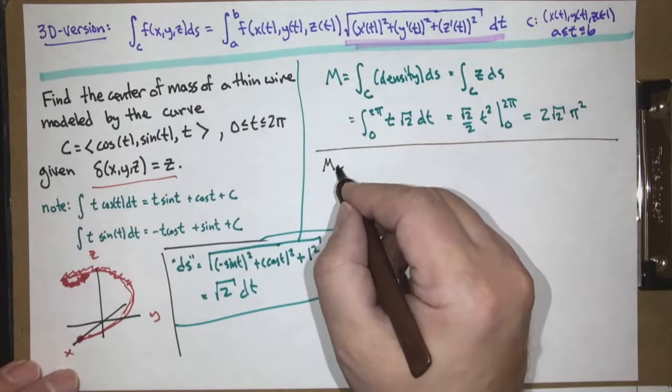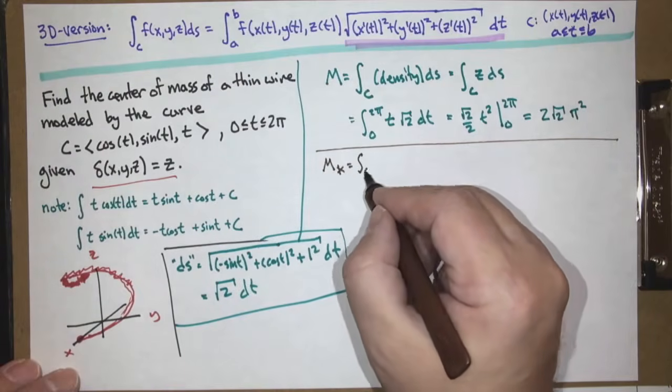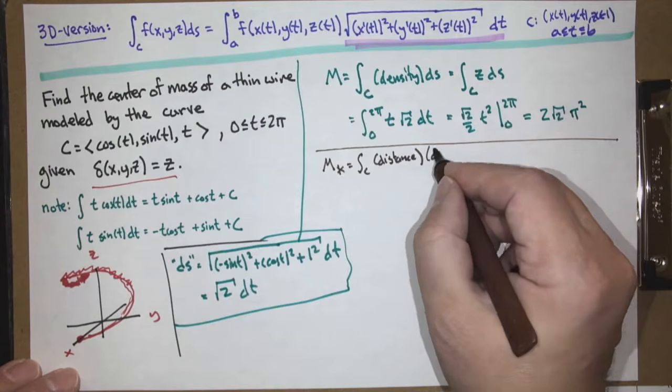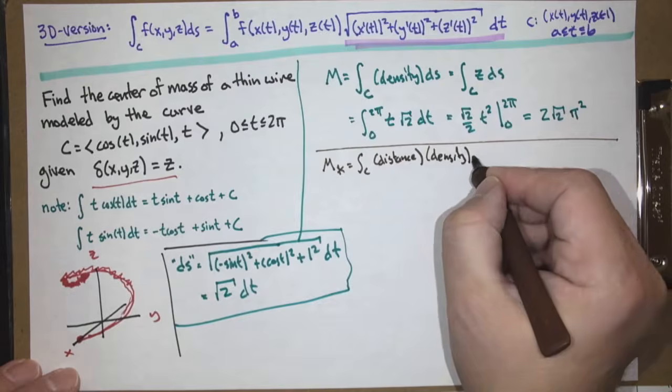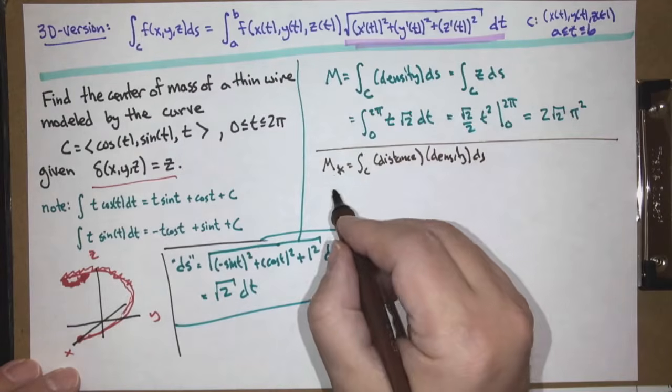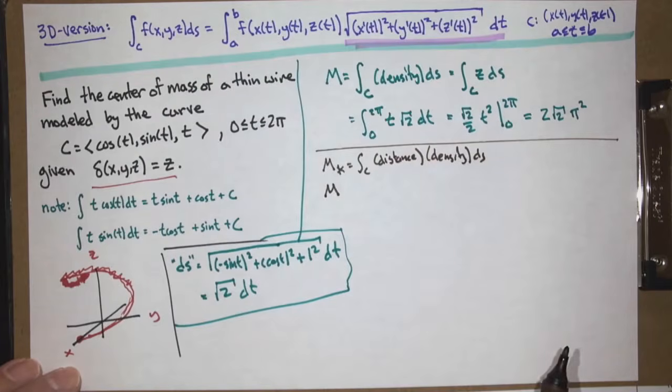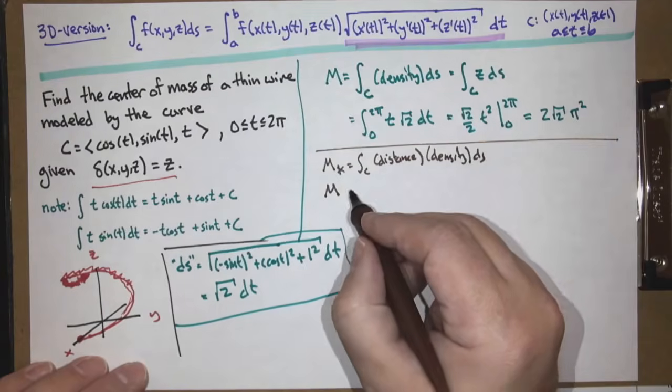So our moment is the integral over c of distance times density ds. So there's going to be 3 moments. Which one do you want to focus on first? In 3 dimensions, we talk about moments with respect to the planes xy, xz, yz. We can go in any order.